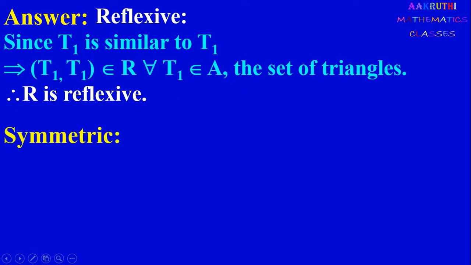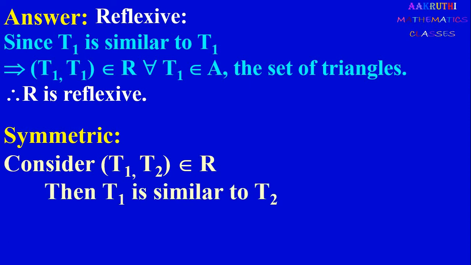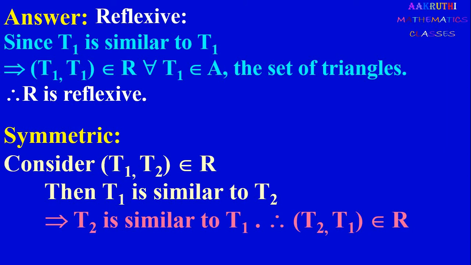So next it is symmetric. We consider (T1, T2) belongs to R. Then T1 is similar to T2. If T1 is similar to T2, then T2 is also similar to T1. So therefore (T2, T1) belongs to R. Therefore this relation is symmetric.